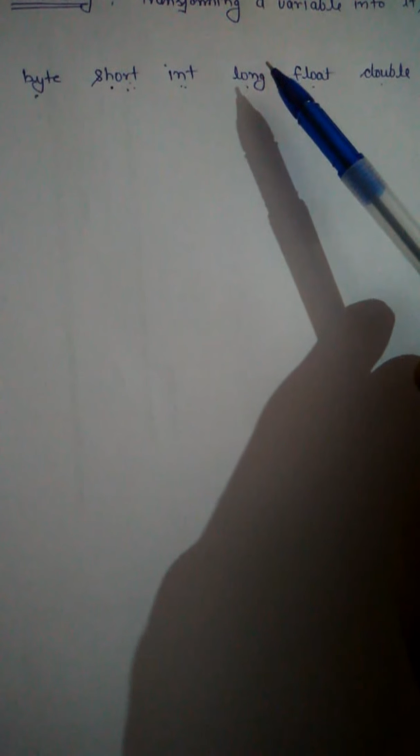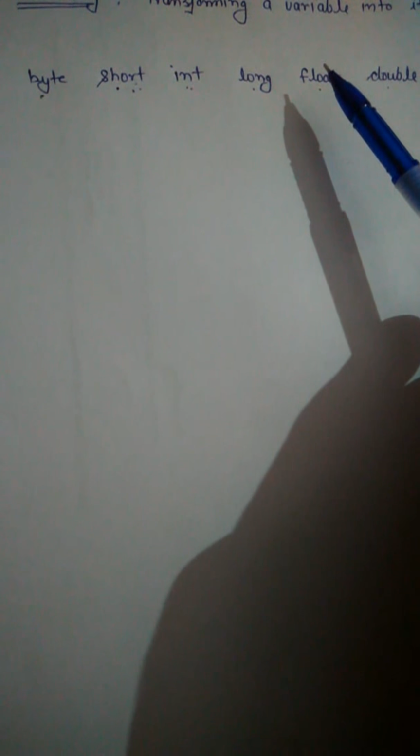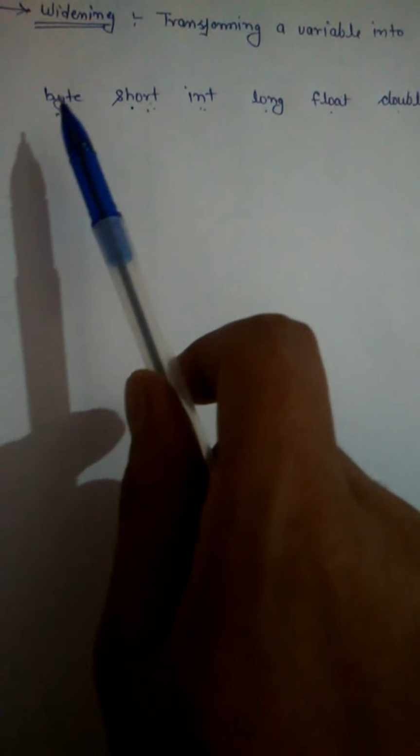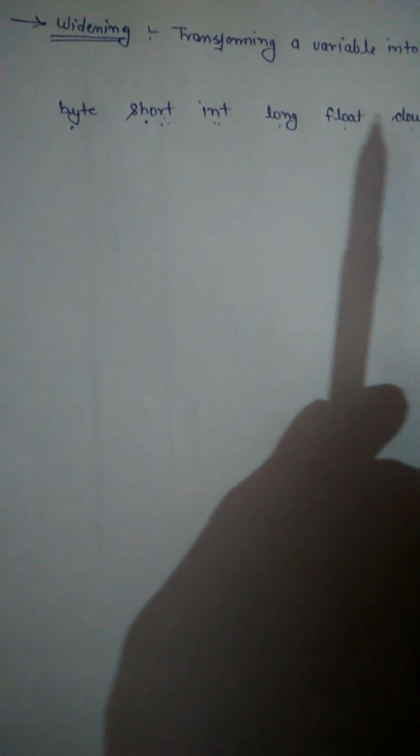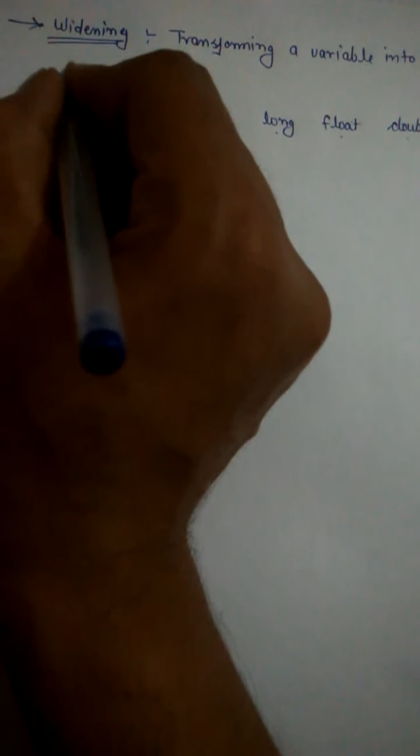If we have a primitive type of long, it can be widened into float or double. If we have a primitive type of float, it can be widened into double. From left to right, these are in their widening sequence. So this is called widening for primitive types.